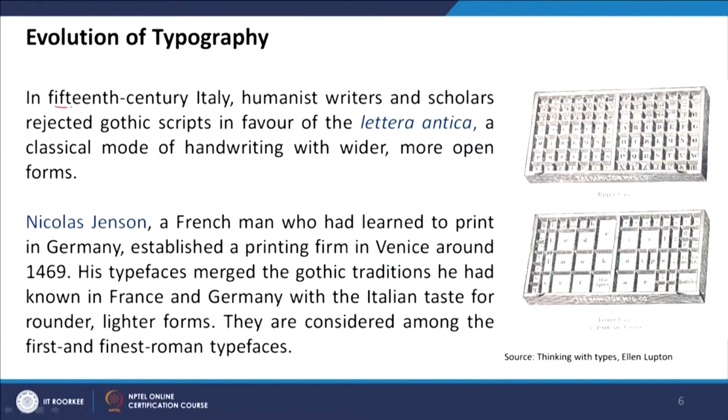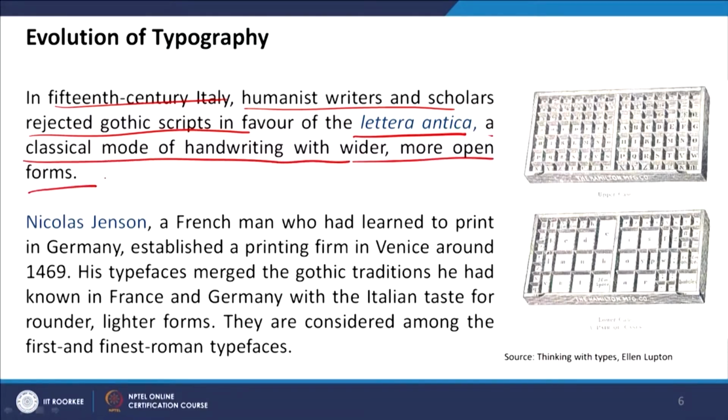Now in 15th century Italy, humanist writers and scholars rejected the Gothic scripts in favor of the littera antica, a classical mode of handwritten and wider, more open forms. So from this Gothic style, we are moving towards a different style of typeface design, which is more minimalist. Because if you look at this time frame, this is the 15th century, and gradually we are moving towards the industrial revolution, and after that modernism will start.